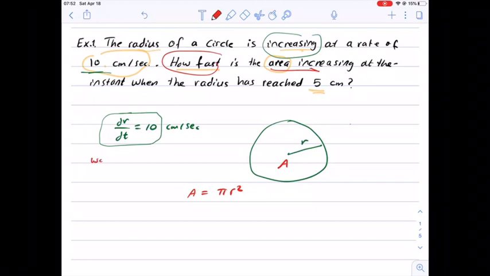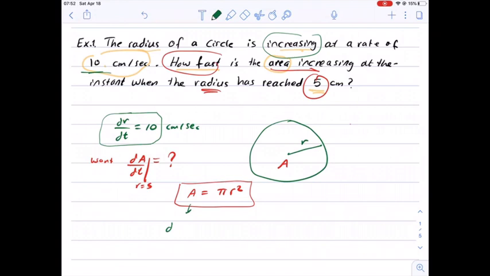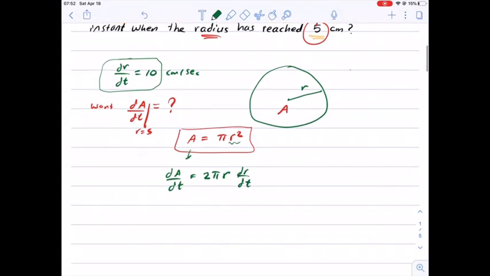Now we want to find how fast is the area increasing. So we want to find dA over dt, the rate of change of the area with respect to time, when radius equals 5. To find this, we need to find the derivative of the basic formula. We differentiate with respect to t. Whenever we differentiate A or r, we need to multiply by the derivative with respect to t. So the derivative of A is dA over dt equals pi times the derivative of r squared, which is 2r dr over dt.